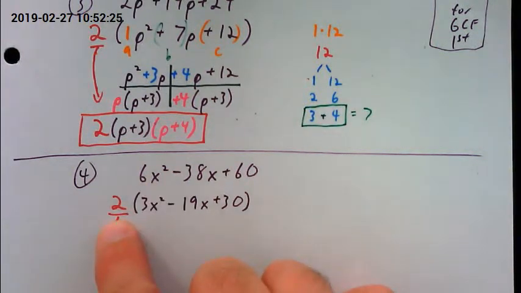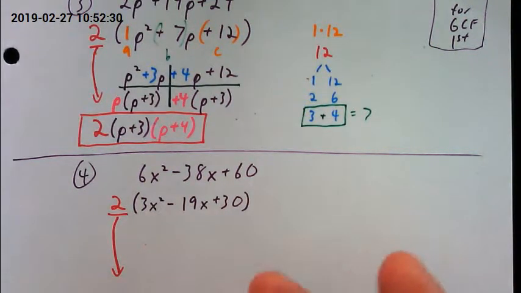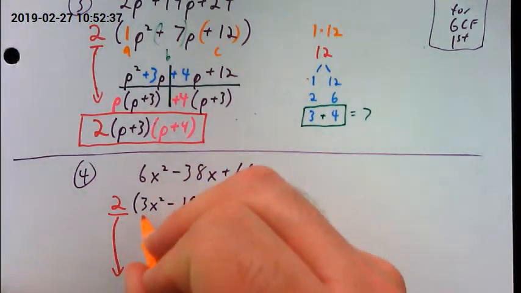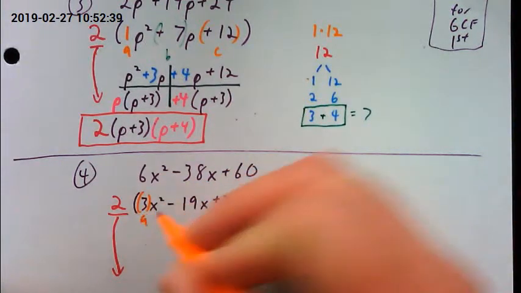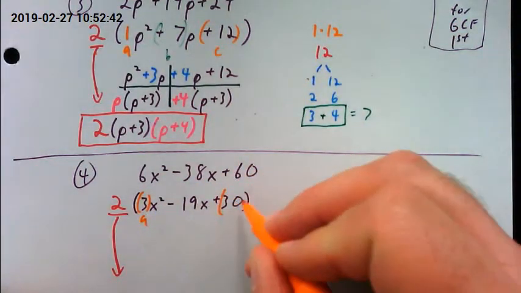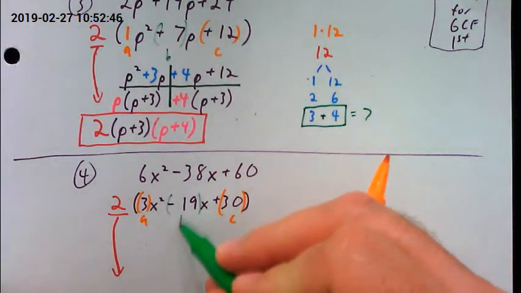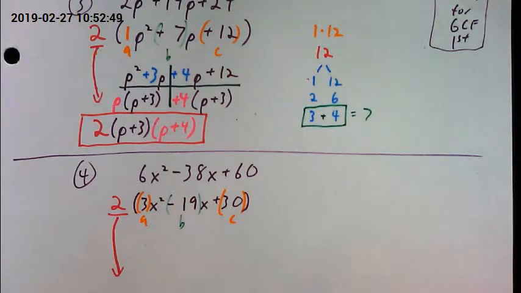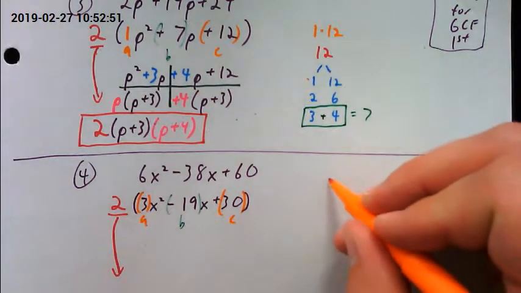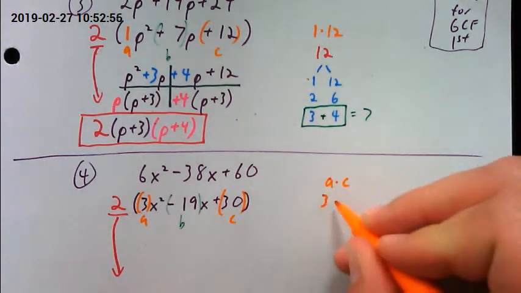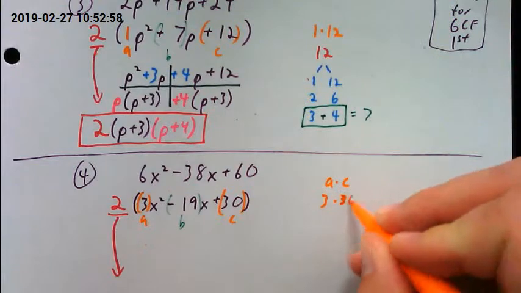So this time, even after we took out the GCF, we don't have a lead coefficient of 1. So we can't use the shortcut here. Again, you won't always be able to use that shortcut. So on this one, identify our A and C values. Our A value this time is that 3. Our C value is the 30. And also the B value in the middle is 19. So just like we did before, A times C. So we're doing 3 times 30.